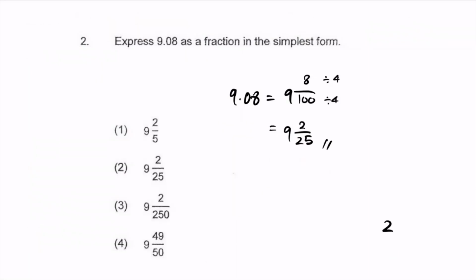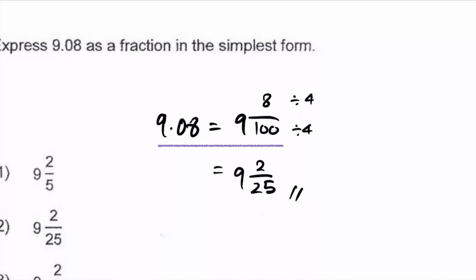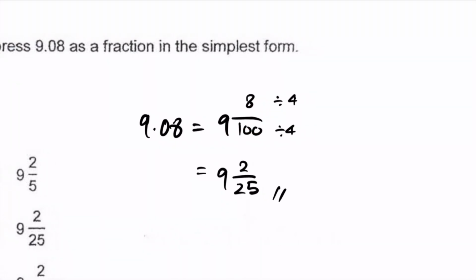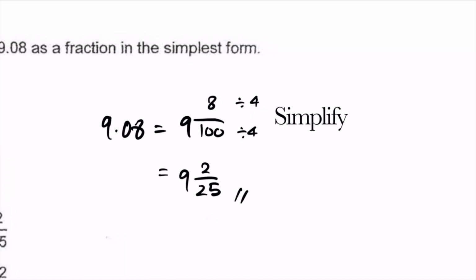Next we have a conversion from decimals to fractions. The first thing we'll do is to write it as a fraction. So 9.08, that's 9 wholes. 0.08, you see 2 spaces here. So I'm going to write 8 as the numerator and 2 spaces, 2 zeros. The next thing we will do is to simplify. So 8 and 100 both can be simplified by dividing by 4, getting us the answer of 9 and 2 over 25.